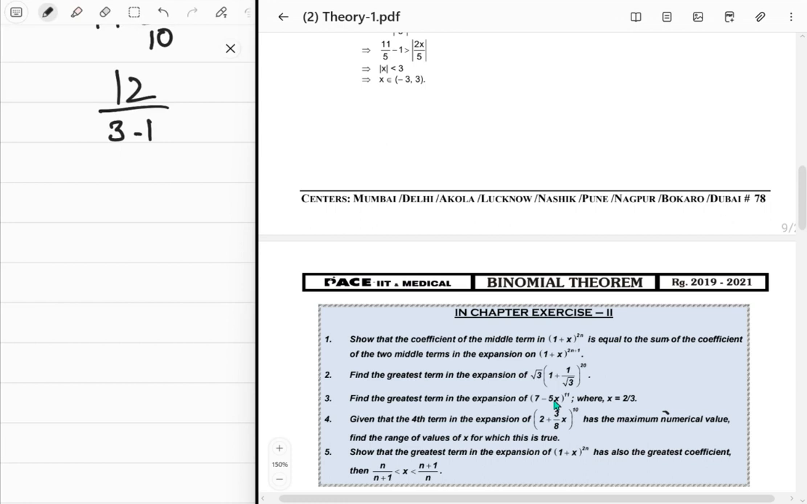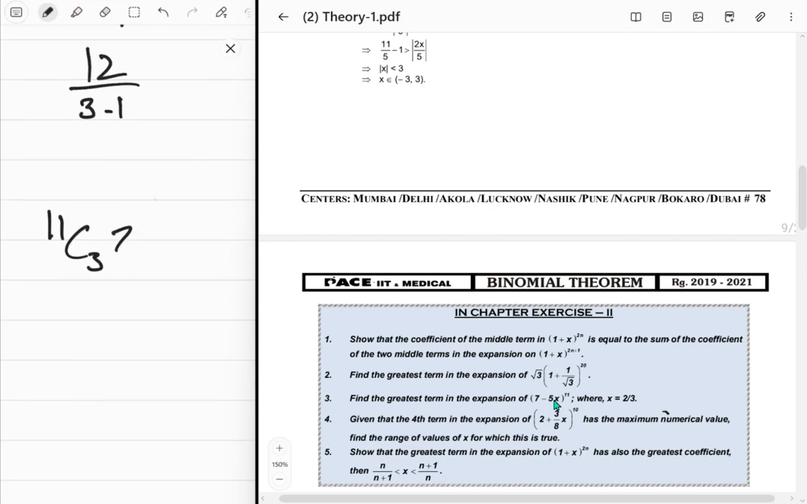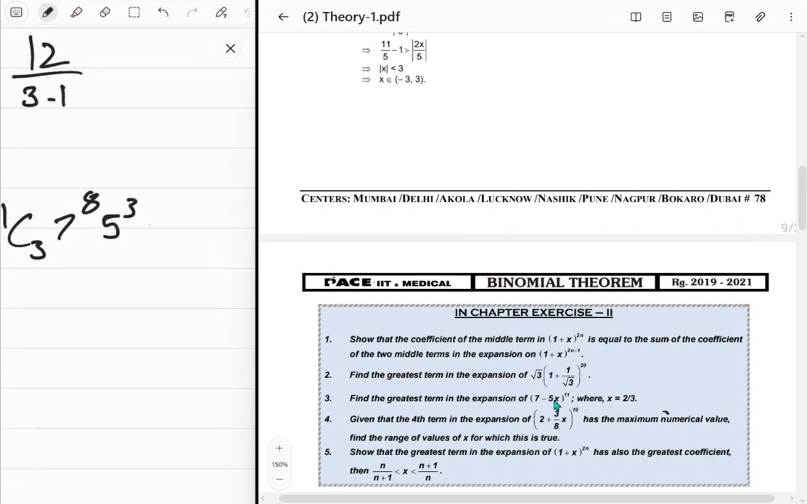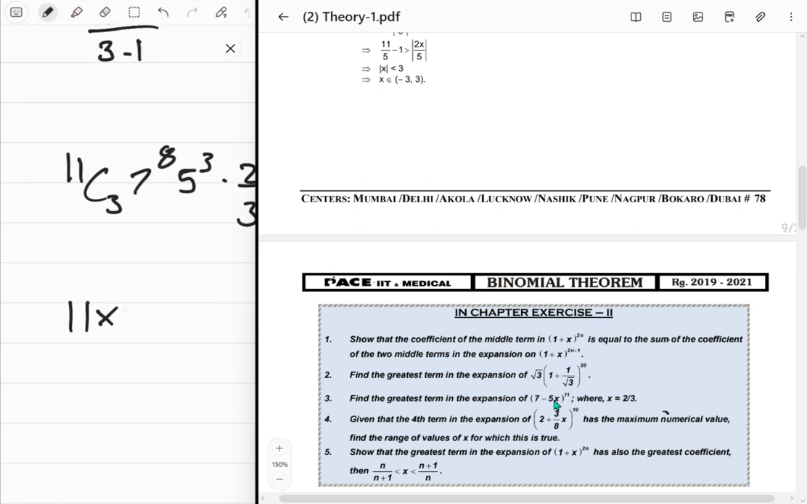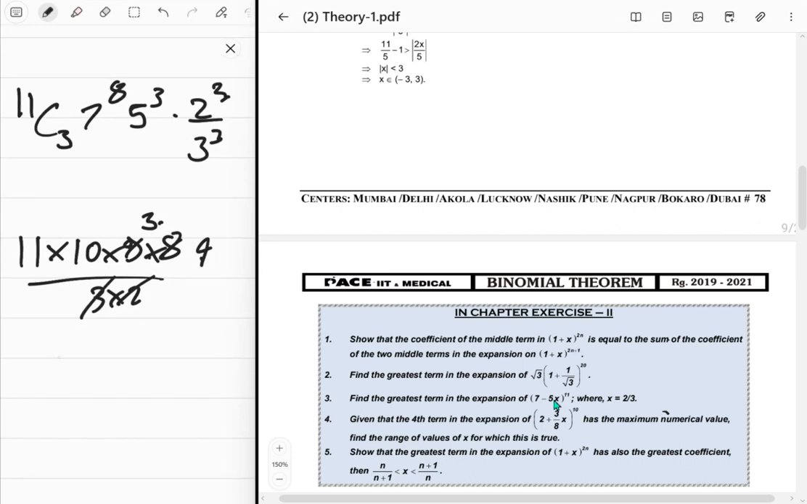First of all, we'll just find out what the fourth term is, that is r equal to 3 term. So that will be 11c3, and then you got 7 power 8 minus 5x power 3, so that you just got negative, but we'll ignore that. This 5x power 3, so 5 power 3, and then you got 2/3 power 3, so 2 power 3 upon 3 power 3. The 11c3 is just 11 into 10 into 9 into 8, and that upon, well, 3 factors are 3 to 2. So this cancels, you get 4, you get 3, so 12, you got 120 times 11, 1320 times all of this stuff.